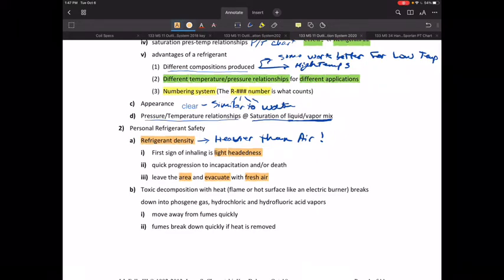So let's look at item B. On item B, we're going to talk a little bit about the toxic decomposition of refrigerants.